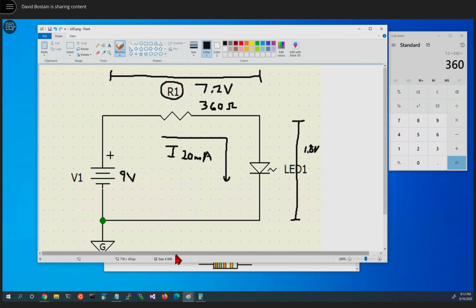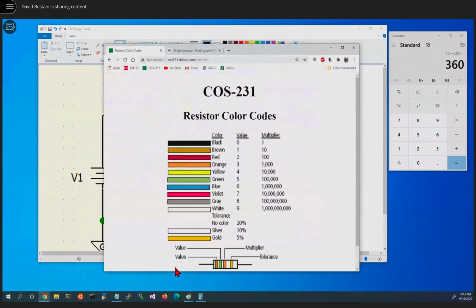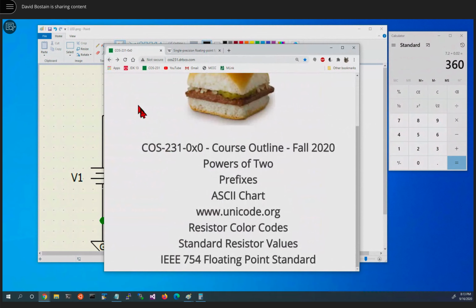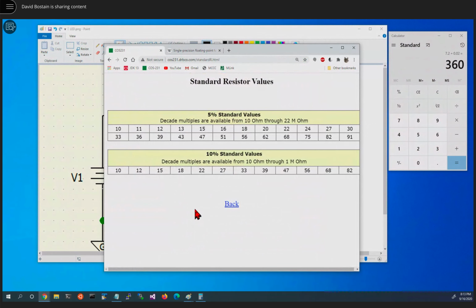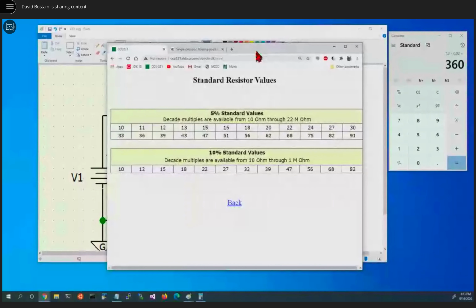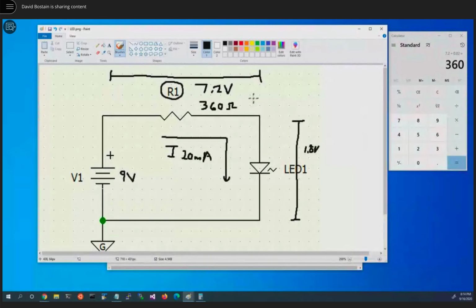Okay, now we don't know for sure if we can get one of those or not. So we'll use our page of standard resistor values. What was the number? I already forgot. It's 360. Here's one. None here. So it looks like if we get a 5%, we'll be okay with 360. So let's put 5%.